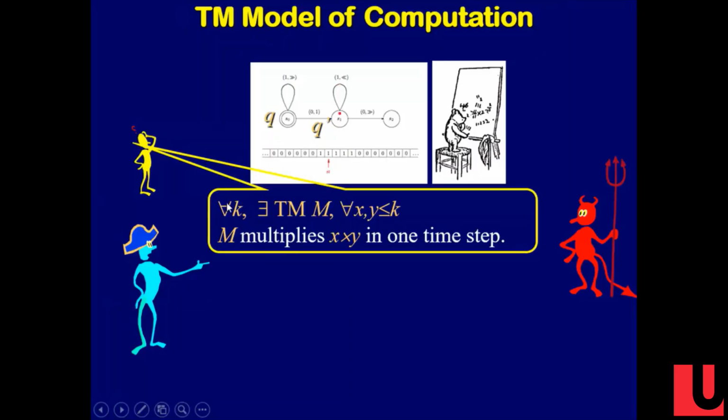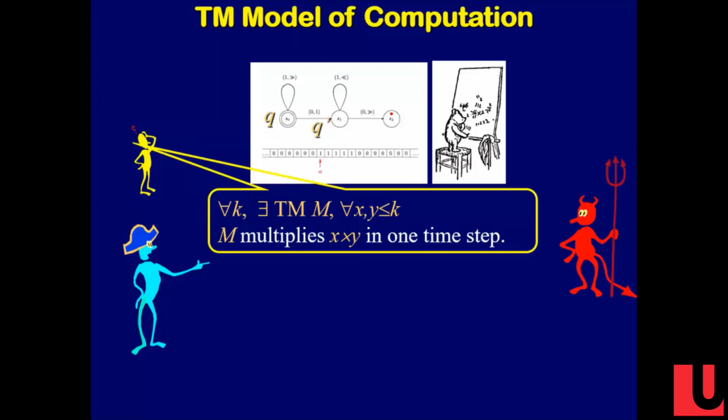It says, can I multiply? Well, what can I do? For every k, I can multiply as long as my numbers are bounded by k. I might need k squared states. I need to remember the x. There are k values for x.